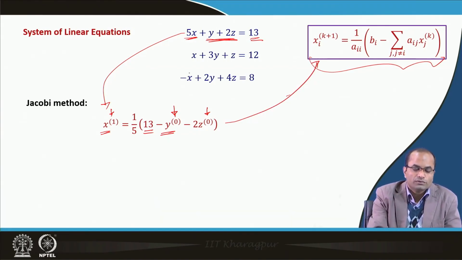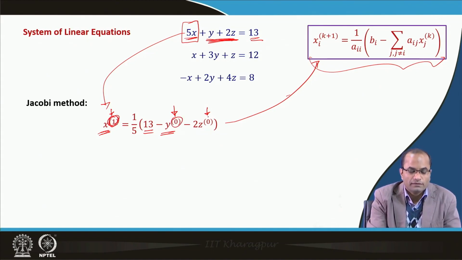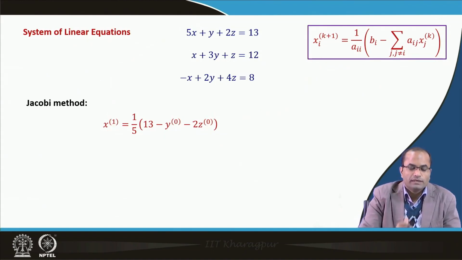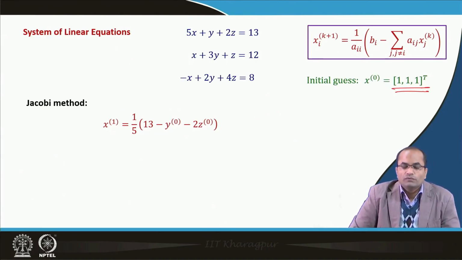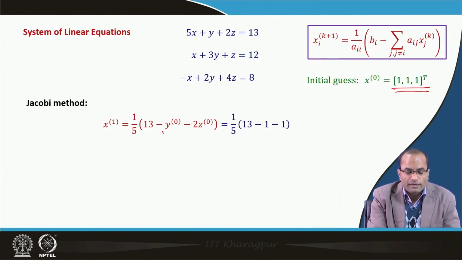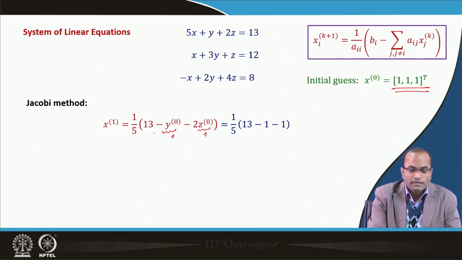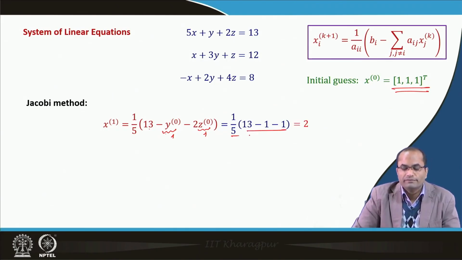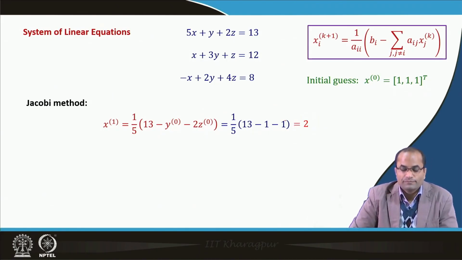So, without remembering also, what we will do, in the first equation we will set for x. So, x equal to everything will go to the right hand side, and then we will set up this iteration. The left hand side will put 1, the right hand side we will put the previous iteration, that is 0 in this case. Initial guess was taken as 1 1 1. So, if we take the initial guess, we have to substitute 1 here, and we have to also substitute 1 there. That means 13 minus 1 and then minus 2, that is 10, and divided by 5. So, we will get this value as 2.